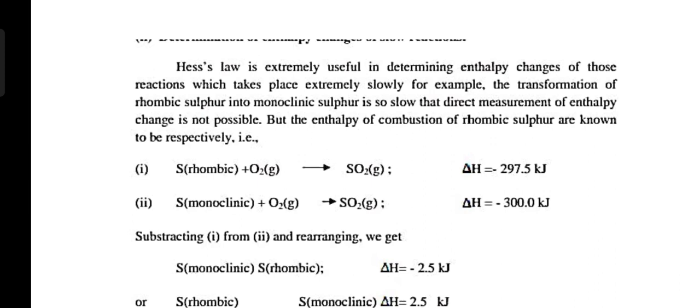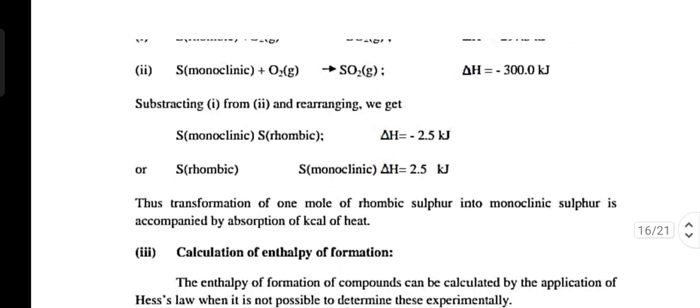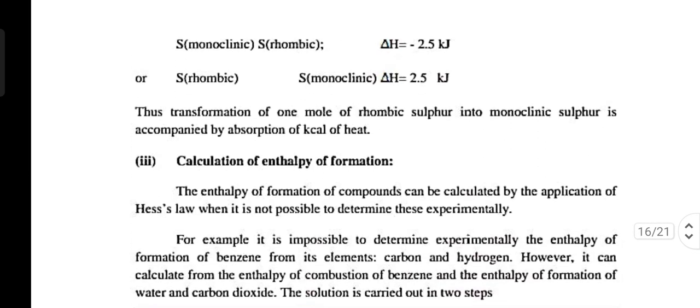Subtract first from second, rearranging we get S monoclinic into S rhombic, del H is equal to minus 2.5 kilojoule. Thus, transformation of 1 mole of rhombic sulfur into monoclinic sulfur is accompanied by absorption of 2.5 kilojoule of heat.